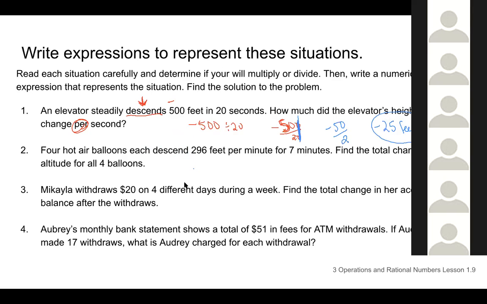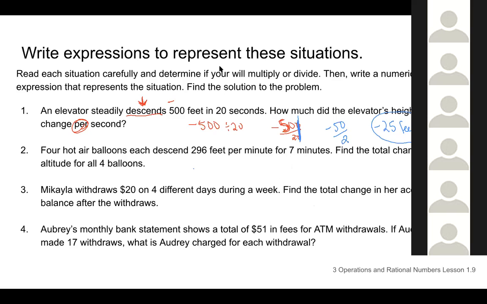All right, let's try this next one. Number 2, it says 4 hot air balloons descend 296 feet per minute for 7 minutes. Find the total change in altitude for all 4 balloons. This one's a tricky one. Am I multiplying or dividing, and how do I know?